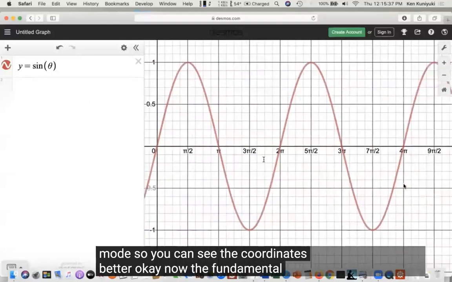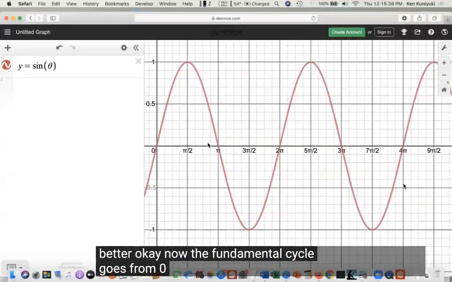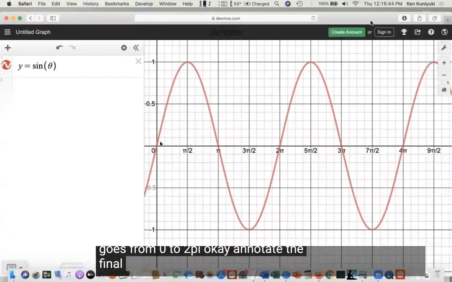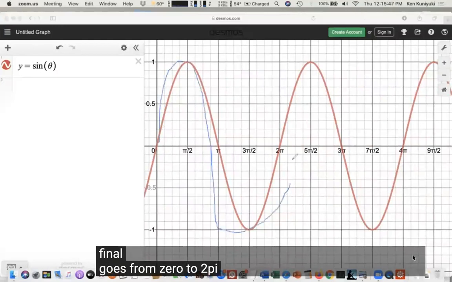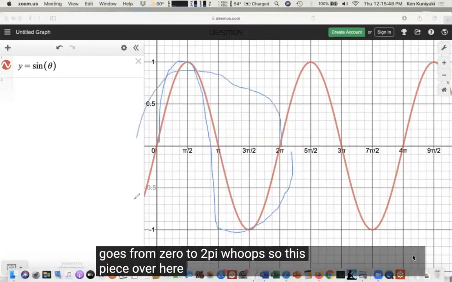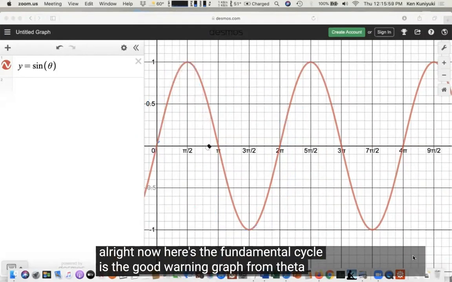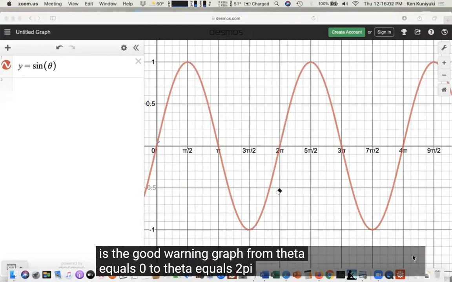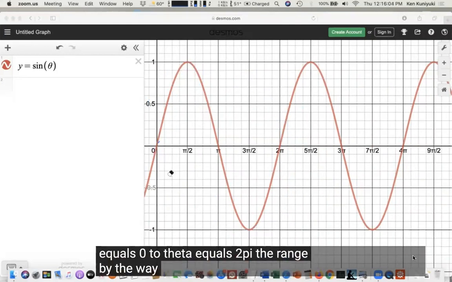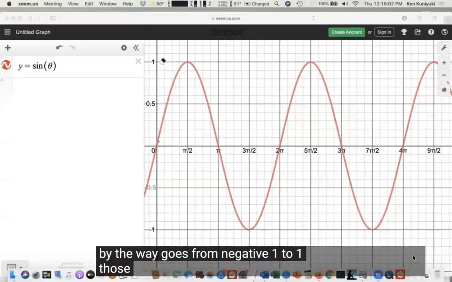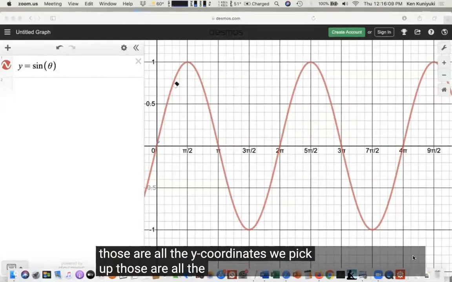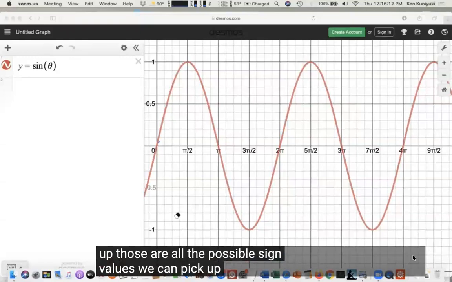Now, the fundamental cycle goes from 0 to 2 pi. Annotate. The fundamental cycle goes from 0 to 2 pi. So this piece over here, this piece over here. Now, here's a fundamental cycle. It's the good morning graph from theta equals 0 to theta equals 2 pi. The range, by the way, goes from -1 to 1. Those are all the y coordinates we pick up. Those are all the possible sine values we can pick up.